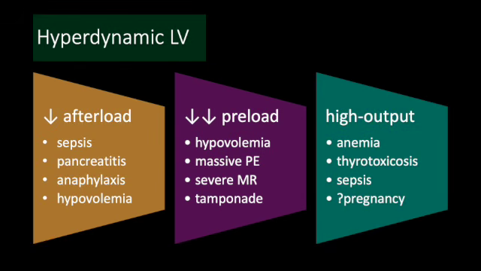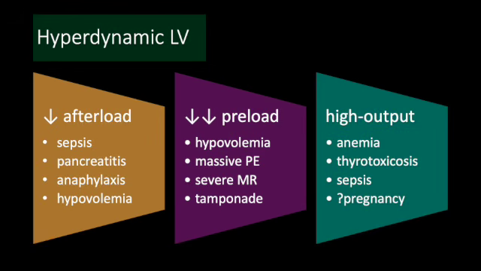High output hyperdynamic left ventricles can be seen in patients that have long-standing or severe anemia, where although the volume of the blood is normal, the concentration of myoglobin and hemoglobin within it is not high enough to carry the oxygen that the body's demanding. And so for this reason, the heart increases its cardiac output to try to compensate to deliver oxygen to the tissues that need it. Similarly, thyrotoxicosis, sepsis, and sometimes even pregnancy can cause this mismatch between demand or between signals in these metabolic processes that cause the heart to contract more hyperdynamically.